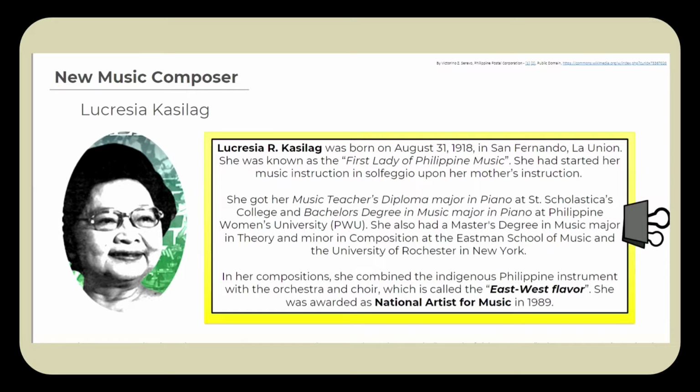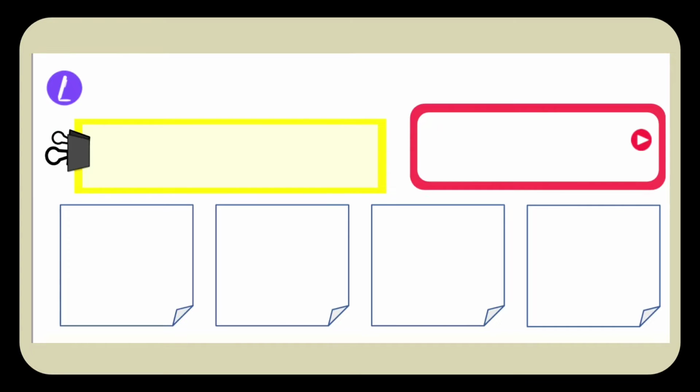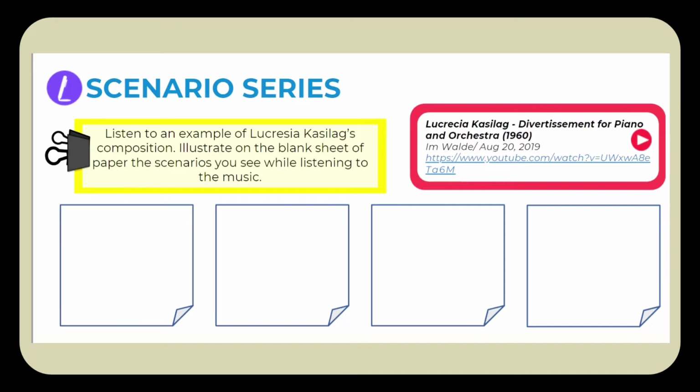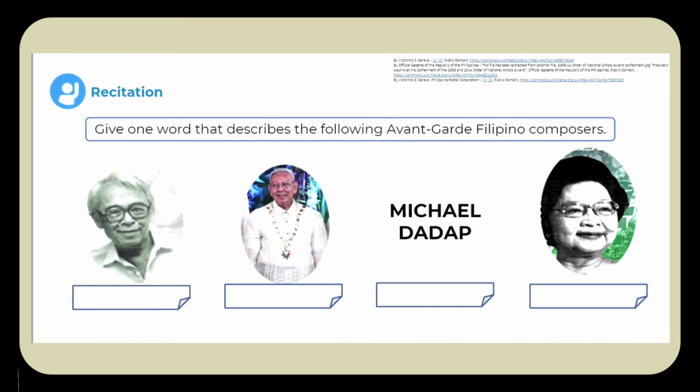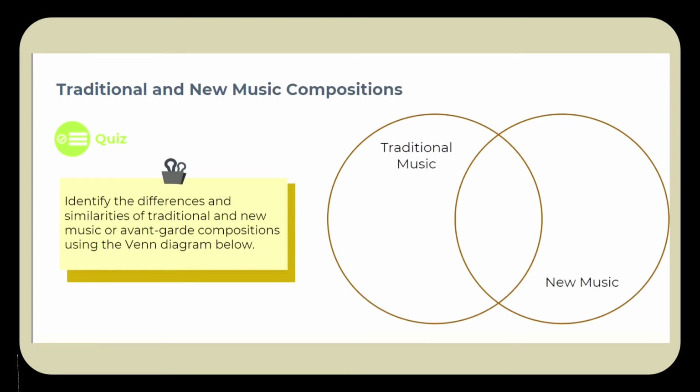Listen to an example of Lucrecia Kasilag's composition. Illustrate on the blank sheet of paper the scenarios you see while listening to the music. Give one word that describes the following avant-garde Filipino composers. This time, identify the differences and similarities of traditional and new music or avant-garde compositions using the Venn diagram.